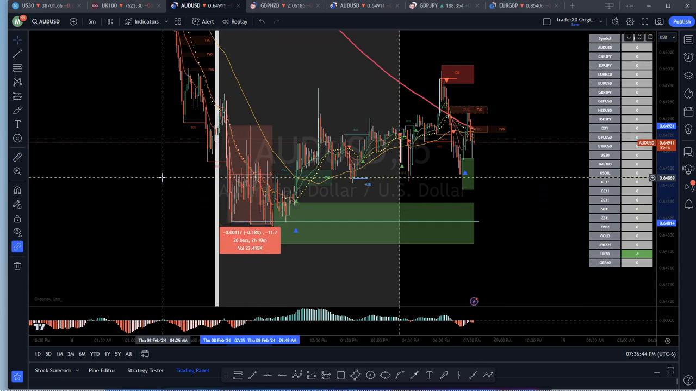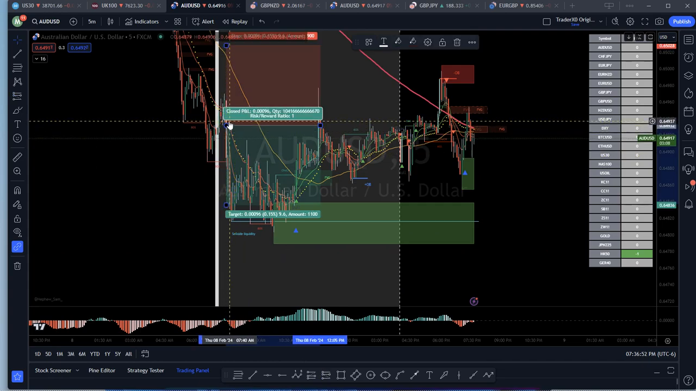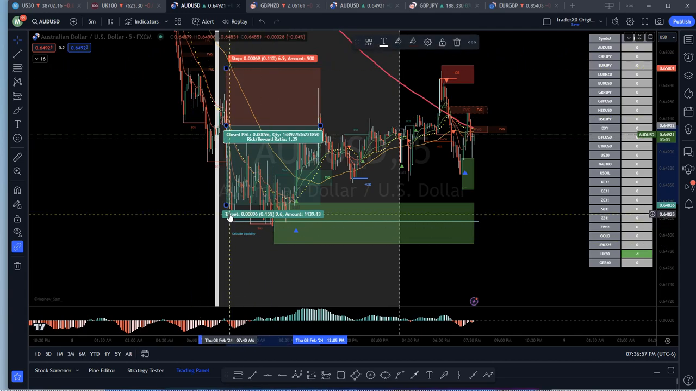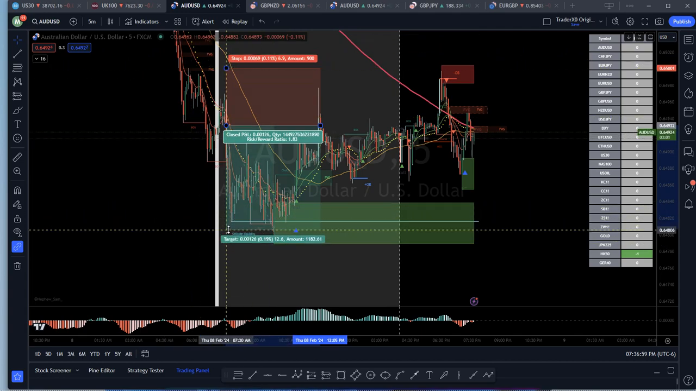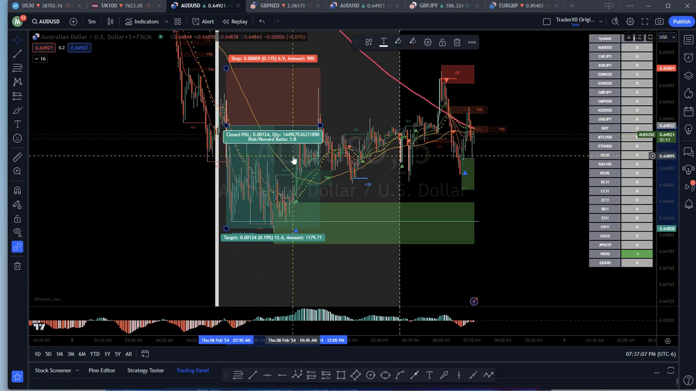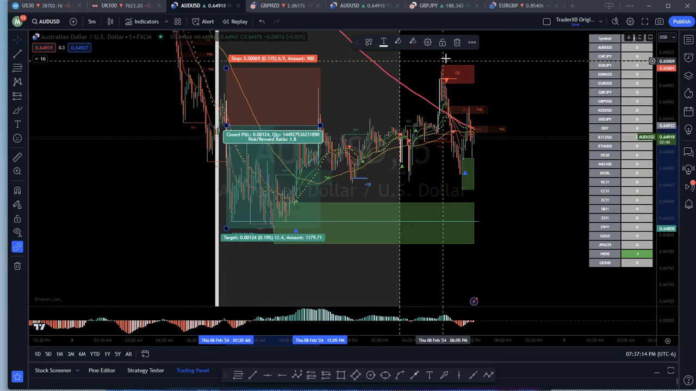Now, 10, 11 pips is a lot when you get in right here, and your stop is above here, and you're going down to this low. Still almost a 1 to 2. Bro, that's a lot of money, depending on how many lots you put on. You can make a nice bag right there.